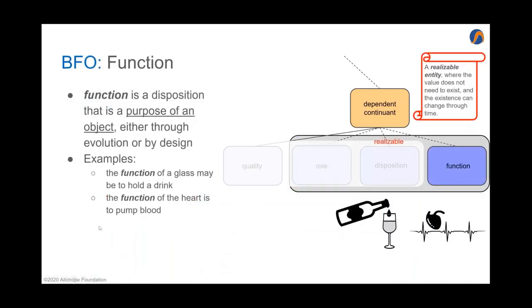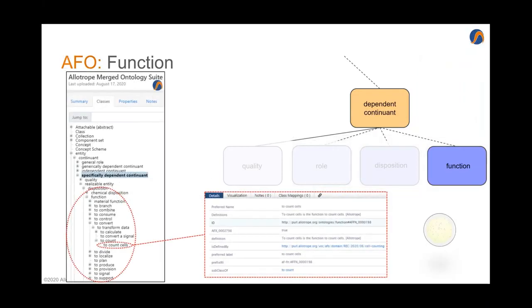We'll skip the disposition, we'll go into function. Function is a disposition that is a purpose of an object, either through evolution or by design. Example, the function of glass may be to hold drink, the function of the heart to pump blood. Let's look at the AFO. We see the function, and the function is under realizable entity, and down the tree to convert, to transmit data, to count cells.